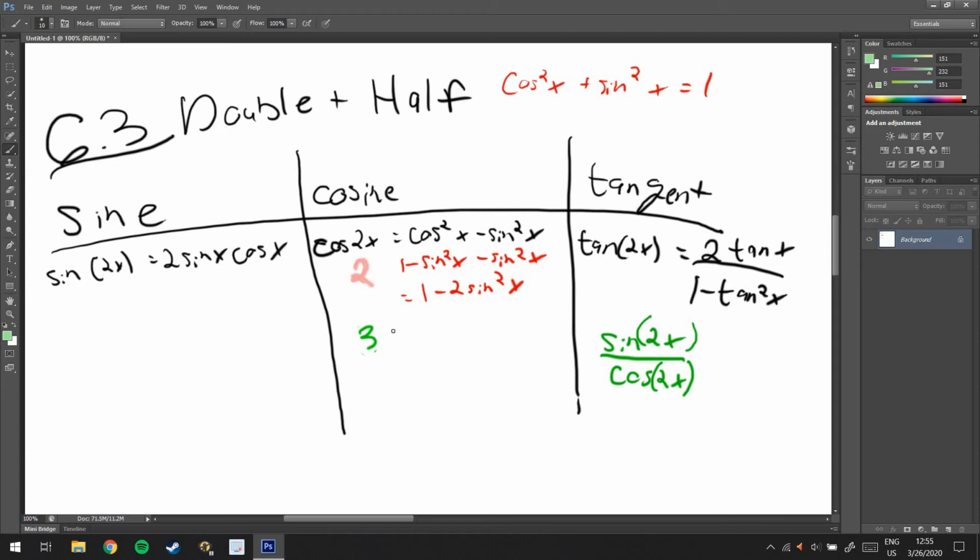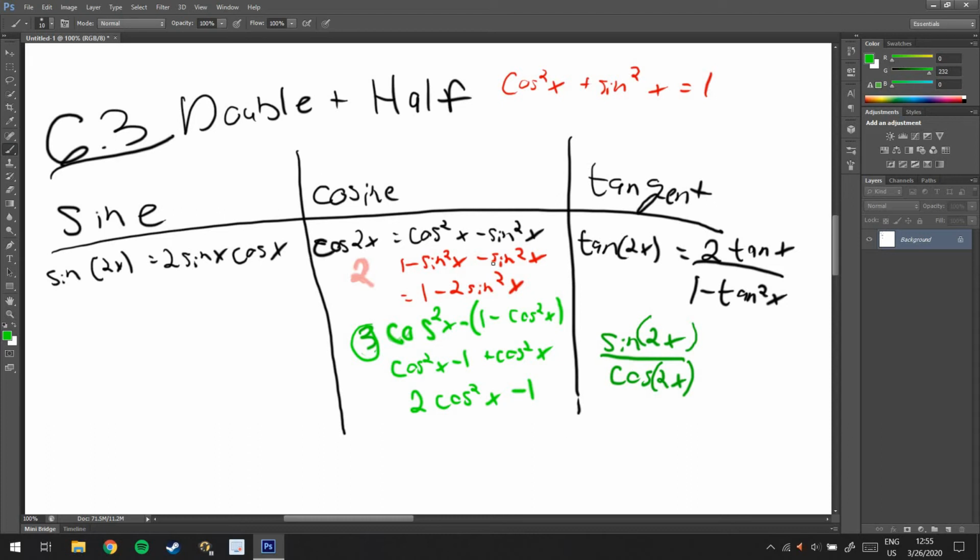And here, well, we keep the cosine squared of x, and then we plug in for sine squared. So I have minus, this is 1 minus cosine squared of x. I distribute my negative, so it's going to be cosine squared x minus 1 plus cosine squared x. So this is just equal to 2 cosine squared x minus 1.